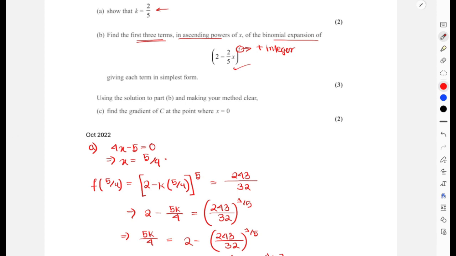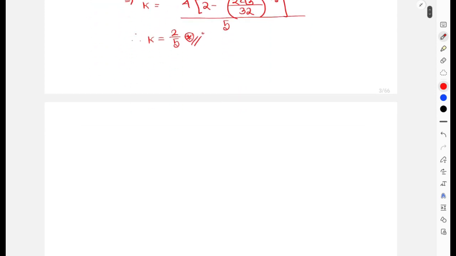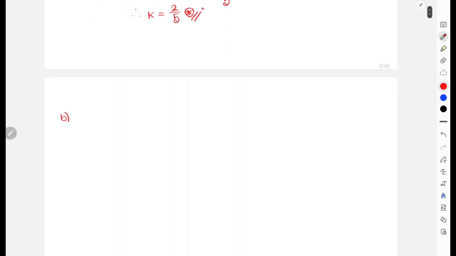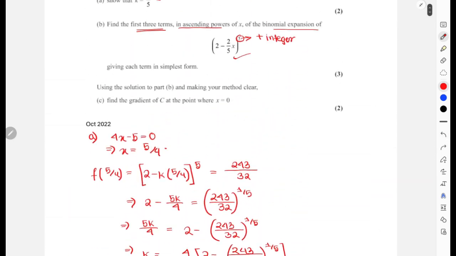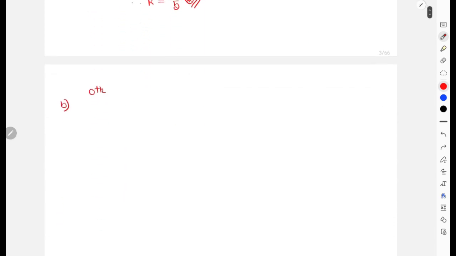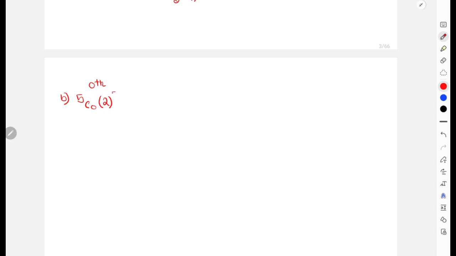So yeah, let's start. 2 minus 2 by 5 x. For part B then, we'll start from here. This is your 0th term. The 0th term is going to be, it was power 5, 2 minus 2 by 5, right, 5. So this will be 5C0, 2 to the power of 5, minus 2 by 5 x to the power of 0.